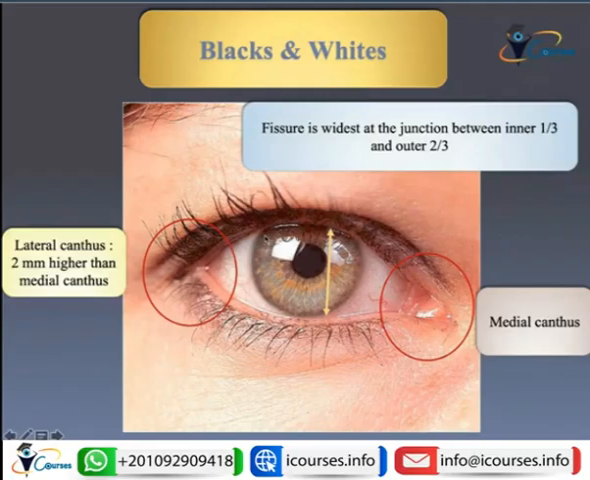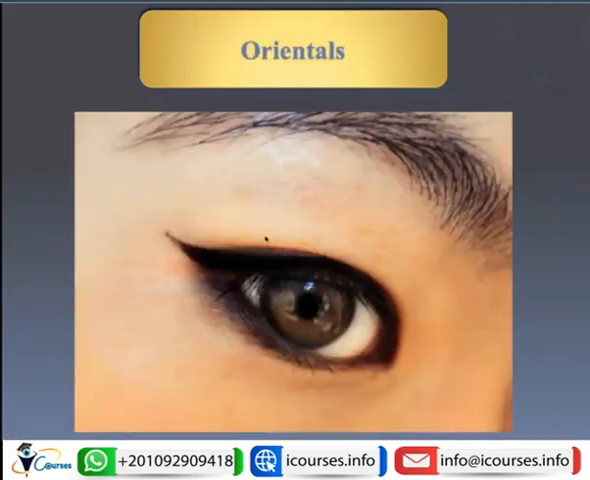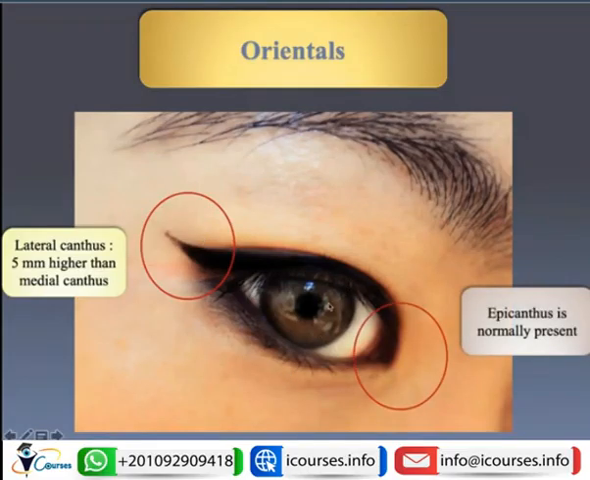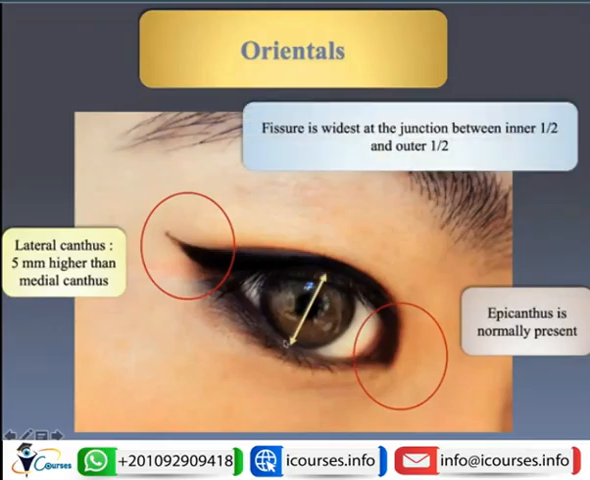These relative positions are different in orientals. In orientals, the lateral canthus is usually higher than the medial canthus by about 5 millimeters or even more. The palpebral fissure height is equal on both sides from the center, so the widest area of the palpebral fissure height in orientals will be at the center. And usually the epicanthus is normally present.